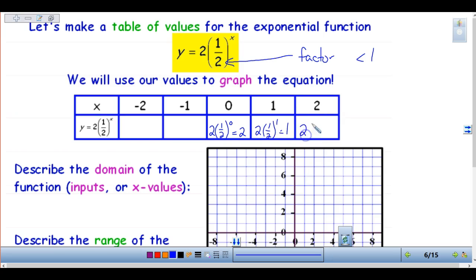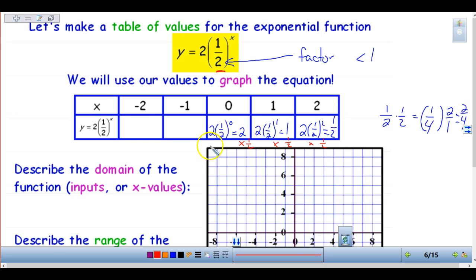And then here, 2 times 1/2 squared. Well, 1/2 times 1/2 is 1/4. So if we double that, remember that's like 2 times 1/4, you're going to get 2/4, which is 1/2. Now again, if you know how it's changing, and we said that each time we're going to multiply it by 1/2. So again, once you know where you're starting from, you could just multiply everything by 1/2. And so 2 times 1/2 is 1, 1 times 1/2 is 1/2.